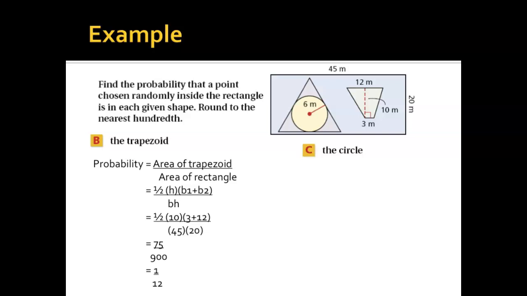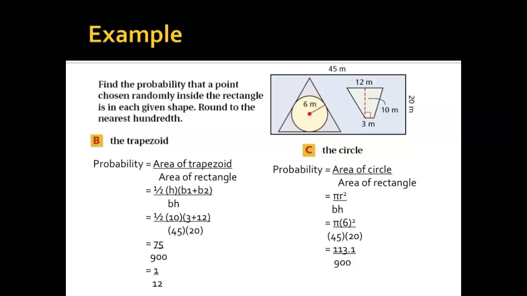All right, and then this last one here, what's the probability that a point that you choose randomly inside the rectangle is a point inside the circle? So here, we're going to need to find the area of the circle and divide that by the area of the rectangle. Now remember, the area of a circle is pi r squared. And the area of a rectangle we just found, base times height. So the circle has a radius of 6, so this will be pi times 6 squared. And in the rectangle, we have 45 times 20. And simplifying this, we end up with 113.1 over 900.